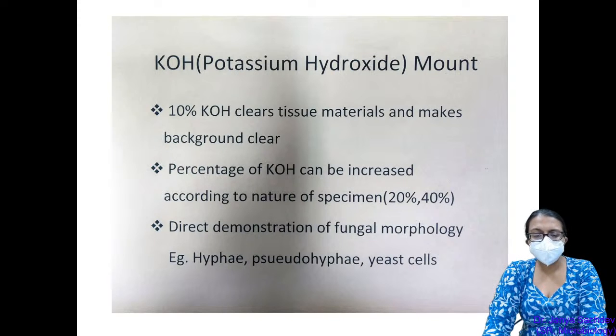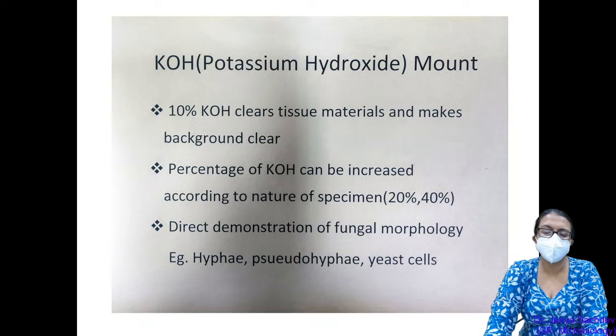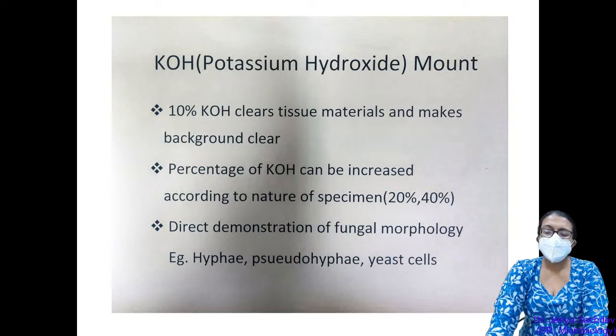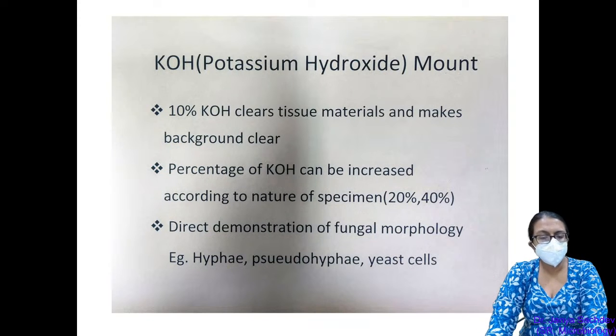We are able to demonstrate most of the fungal elements in a KOH mount. For example, hyphae, pseudo-hyphae, yeast cells, all of it can be seen. Whereas in a Gram stain, it's a little bit limited. Demonstrating actual hyphae, septate or aseptate hyphae of molds in a Gram stain is a little bit difficult. A KOH mount is able to pick up almost all the fungal elements.